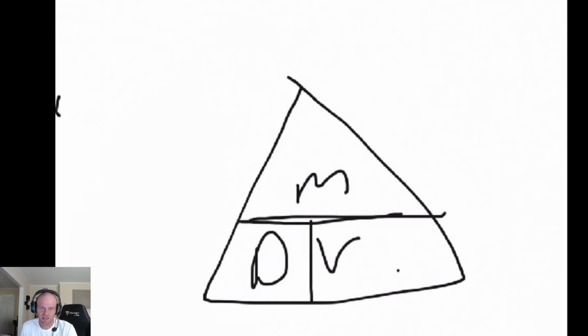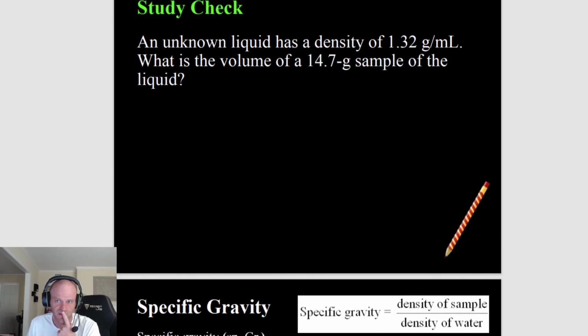Okay, here goes one study check. Let me find where that is for y'all. Okay, an unknown liquid has a density, so I'm going to write this into my pad while I leave y'all on this page. An unknown liquid has a density of 1.32 grams per milliliter. What is the volume of a 14.7 gram sample of the liquid?